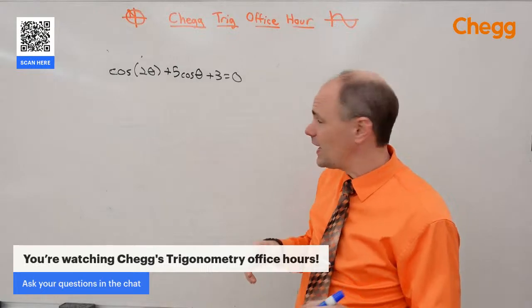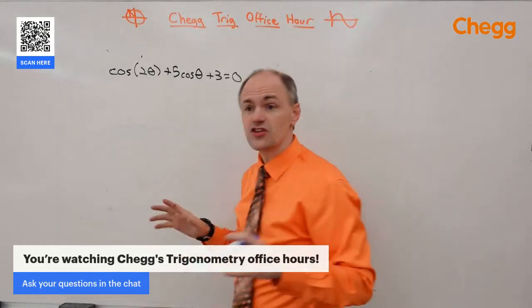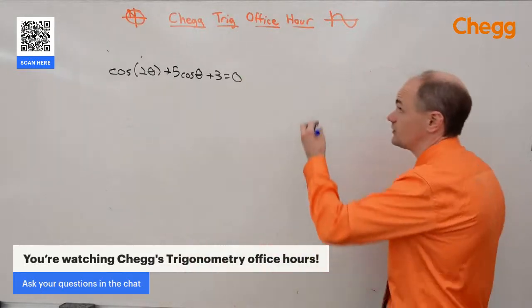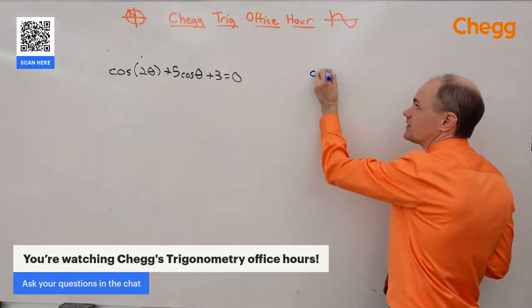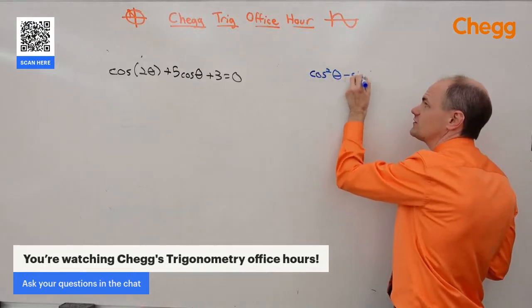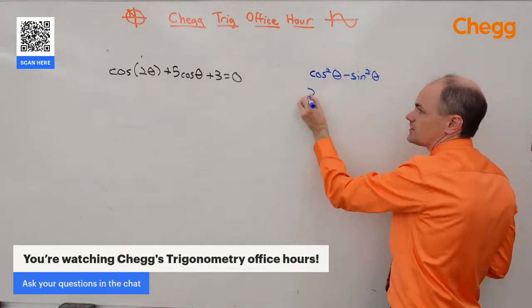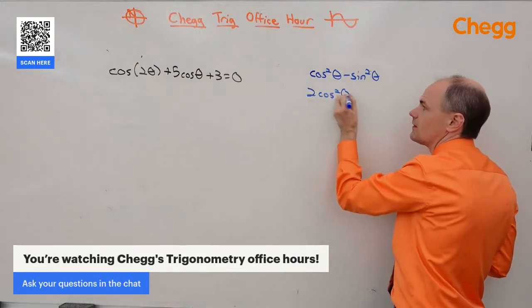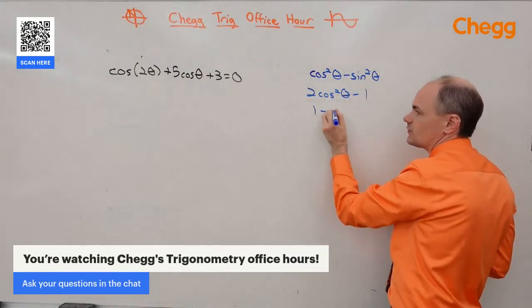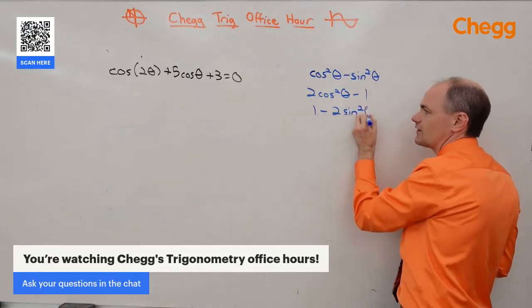Might need to look that one up, but cosine of 2 theta, there's actually 3 formulas for cosine of 2 theta. Cosine of 2 theta could be cosine squared theta minus sine squared. It could also be 2 cosine squared minus 1, and it can also be 1 minus 2 sine squared theta.